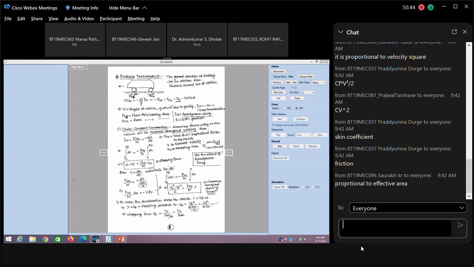Sir, I'm just skipping to the proportional to effective area. Sir, you have said very correctly what is that effective area for calculation that we need to understand. So sir, should I shift to the next page?